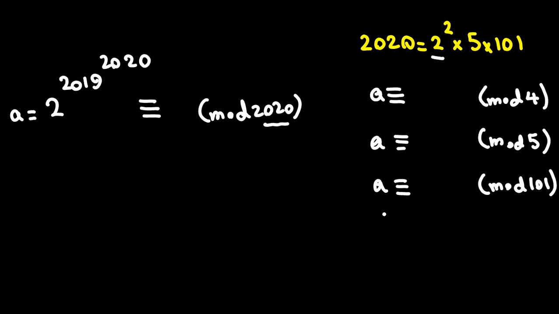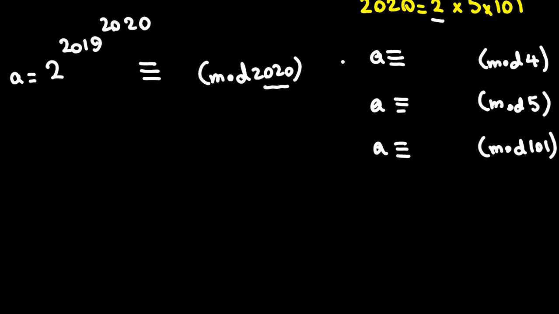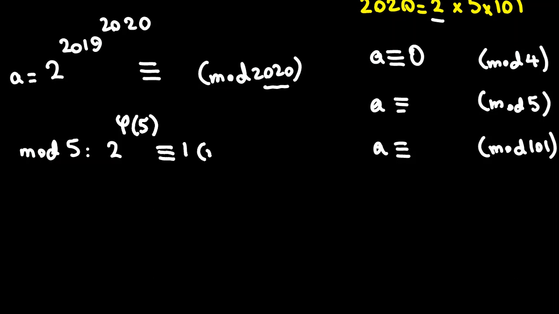So how can we find that? Mod 4 is easy because it is 2 to the power of a large number, so it is 0. If we want to find mod 5, let's consider 2 to the power of what? 2 to the power of 1 is not 1, 2 squared is not 1, but 2 to the power of 4 we know is 1 mod 5.